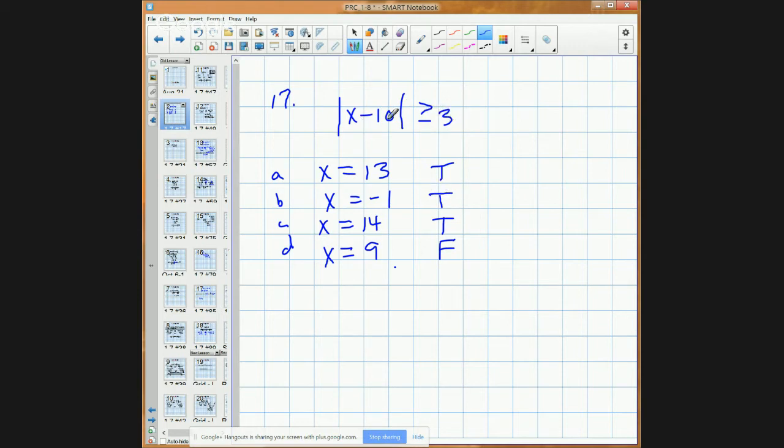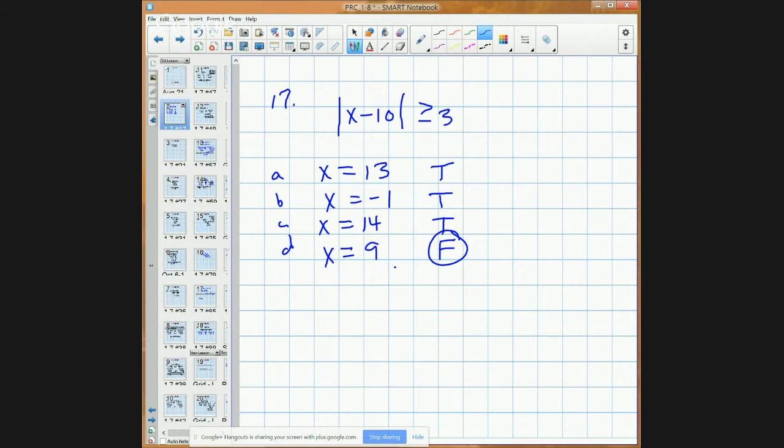Does 14 work? 14 minus 10 is 4. Absolute value of 4 is 4. Is 4 greater than or equal to 3? Yep. And how about 9? 9 minus 10, negative 1. Absolute value of negative 1 is positive 1. That is not greater than or equal to 3. So parts A, B, and C all work. Part D did not.